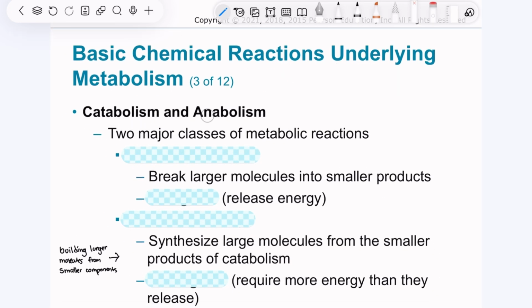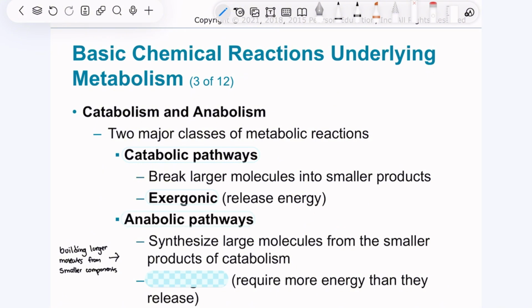So catabolism and anabolism are the two major classes of metabolic reactions. We first have catabolic pathways. Catabolic pathways break larger molecules into smaller products, and as a result, they release energy. And when they release energy, that's what you call an exergonic.